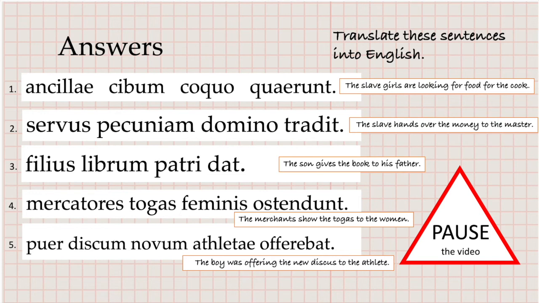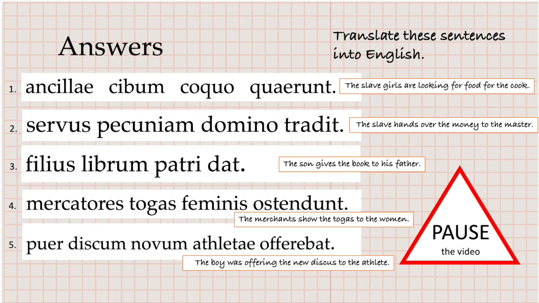Number 3. Filius librum patri dat. The son gives the book to his father. You could say to the father or our father, but seeing as we're talking about a son, it seems likely that it's his father. Number 4. The merchants show the togas to the women. Feminis, so they're plural. If it was one woman, it would be feminae. And number 5, the boy was offering the new discus to the athlete. Again, if he was offering it to lots of athletes, then it would be athletis.